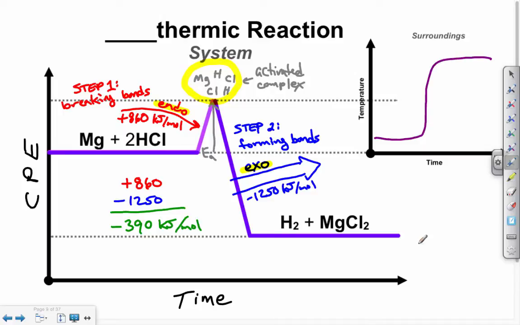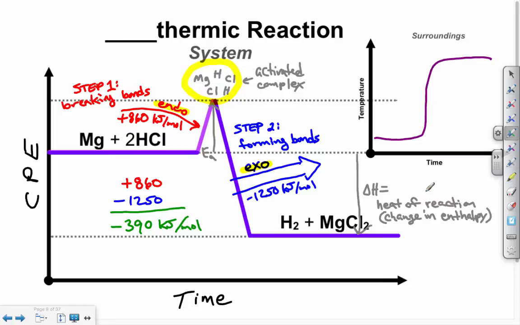This net amount of energy also represents the difference in energy between the reactants and products, called the heat of reaction or the change in enthalpy, symbolized by delta H. The 390 kilojoules per mole of energy released is called the heat of reaction because it is not released until it flows out of the system in the form of heat.